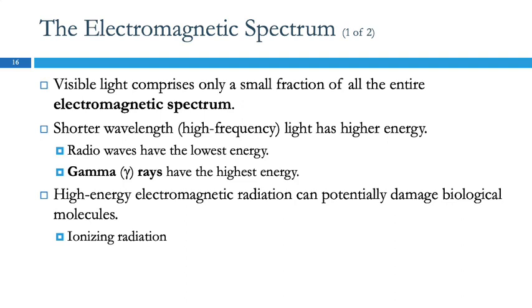The really high energy electromagnetic radiation has so much energy that it can damage biological tissue. It can cause a molecule to become an ion. Well, then that molecule is not going to undergo reactions in the same way that it did before, and so that can be very disrupting for life. This is called ionizing radiation.